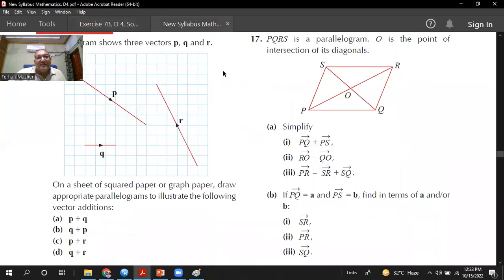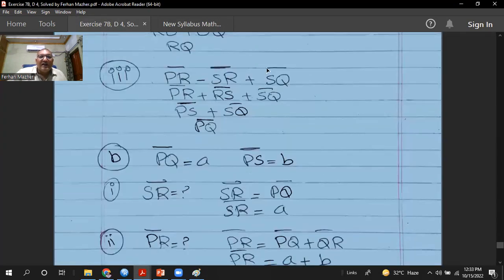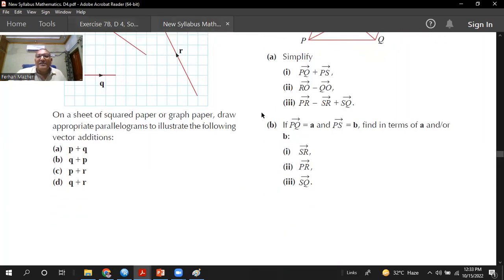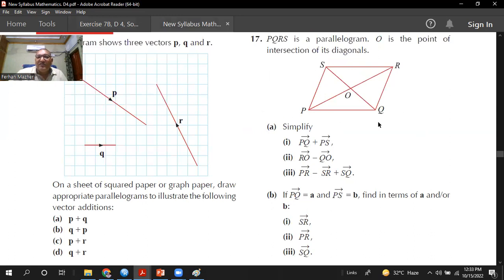Very simple. Okay, next they are asking PR minus SR plus SQ. So PR, change this sign, so the order will change. So PR plus RS plus SQ. So it will become PS plus SQ, so it will become PQ. Simple, straightforward.